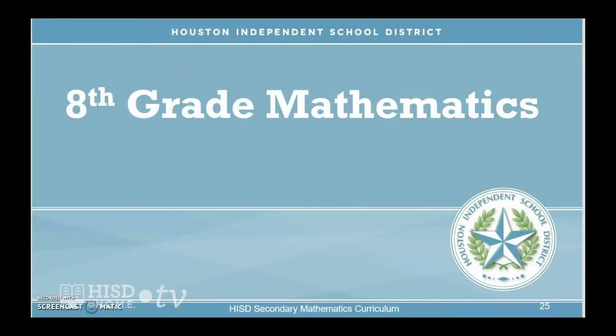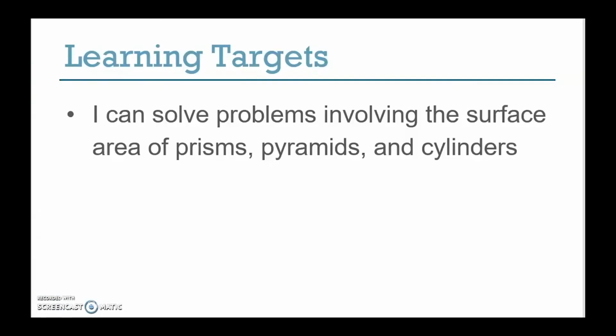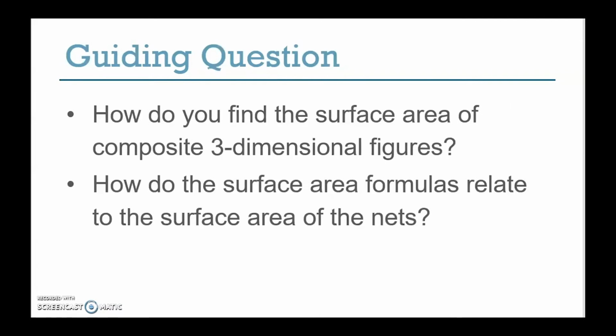Welcome back. The project for 8th grade mathematics is very similar to the project for 7th grade. We're asking you to solve problems involving surface area, but you need to understand how to calculate not only the surface area of prisms and pyramids, because you're bringing that information and knowledge from 7th grade, but we're expanding it to include cylinders. Our guiding question is, how do you find the surface area of 3D composite figures? And how do we relate the surface area formulas to the surface area of nets?